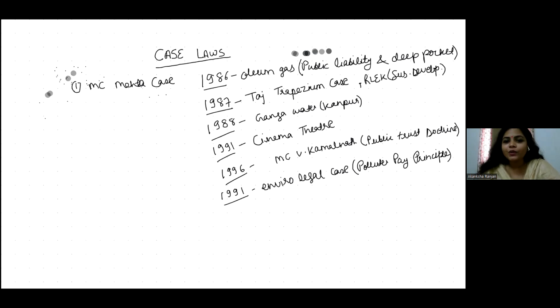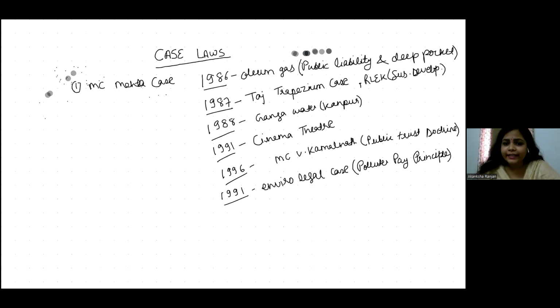So these are a few cases in which MC Mehta was referred to, like 1986, the Oleum Gas case. You just remember the year, the case, and what principle was there. You don't need to go deep into the case, because in the examination only this much is sufficient according to me. So in the Oleum Gas case, there were two principles discussed, which are absolute liability and the deep pocket principle. Then 1987, Taj Trapezium case, and in the same year there was one more case, RLEK versus Dehradun, which is not connected with MC Mehta, but that is also a case from 1987. So you can remember this with 1987.